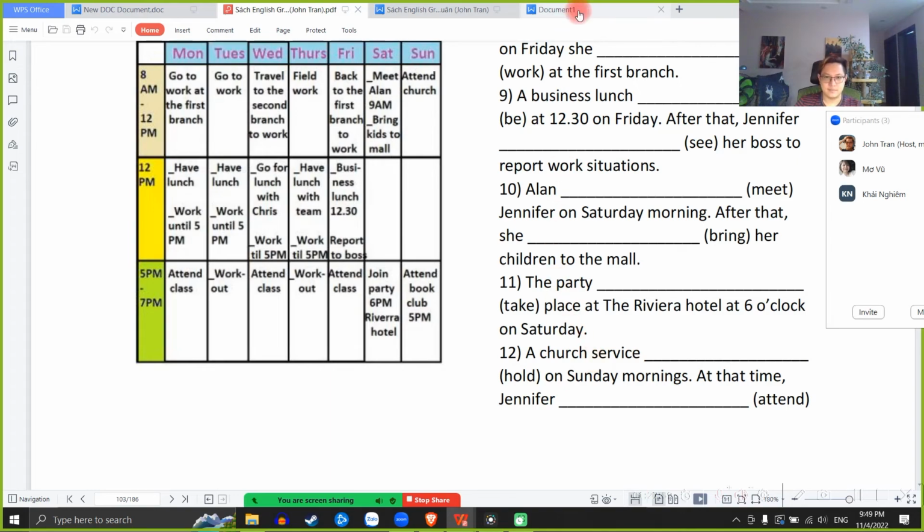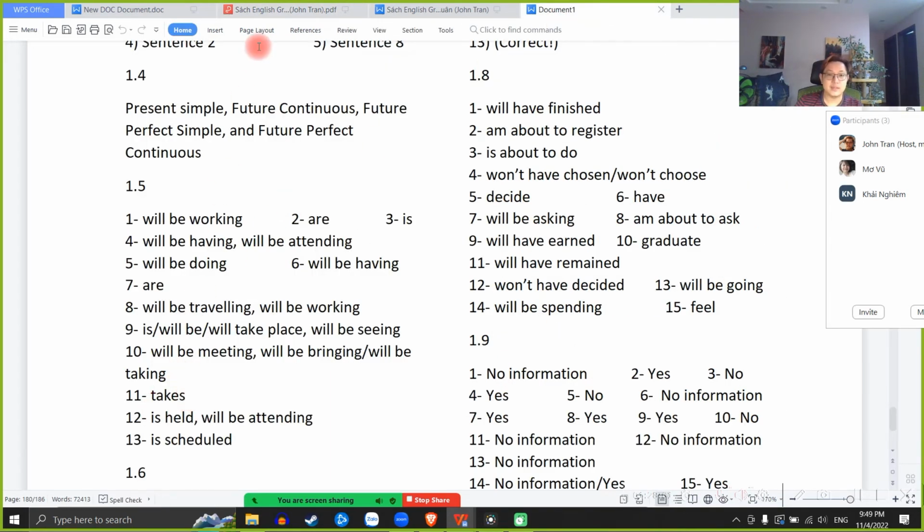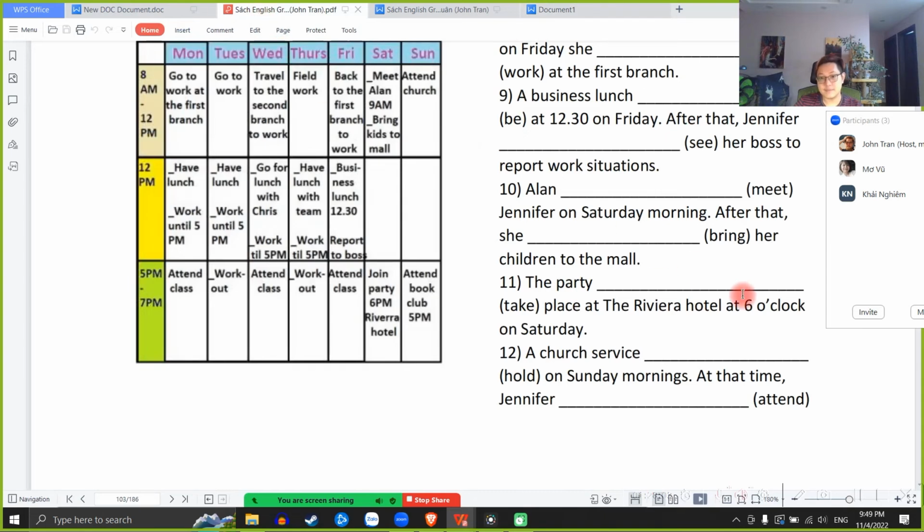Number 11 takes S, because the party takes place at the Riviera Hotel at 6 o'clock on Saturday. Là cái lịch trình mà. This is like a schedule. Cái buổi tiệc diễn ra ở khách sạn Riviera lúc 6 giờ vào thứ Bảy.